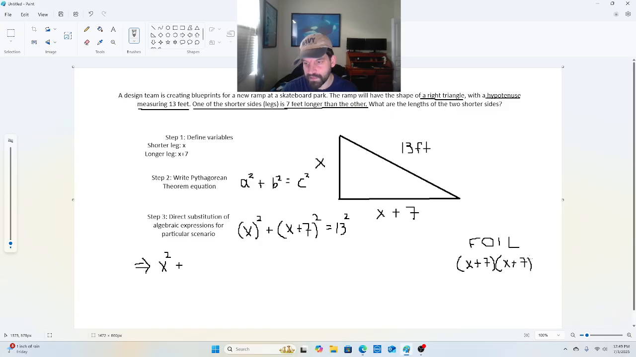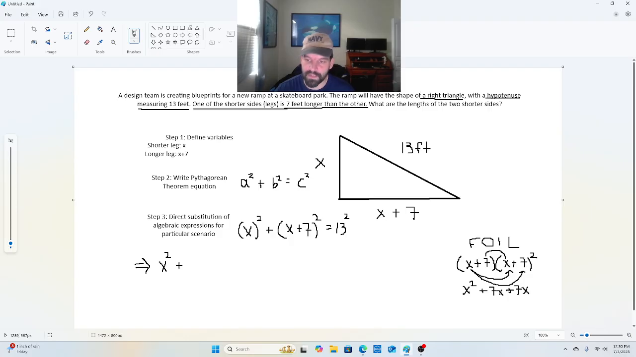So remember, FOIL is an acronym for the 4-step multiplicative approach to expanding two binomials, as in this case. So we have F being first, which is the first terms of the expressions. So that's going to be x times x, which is x squared. And then we have O, which is outer, which is going to be x times 7, which is 7x. And then we have I for inner, which is the two innermost terms of the expressions multiplied side by side. That's going to give us another 7x.